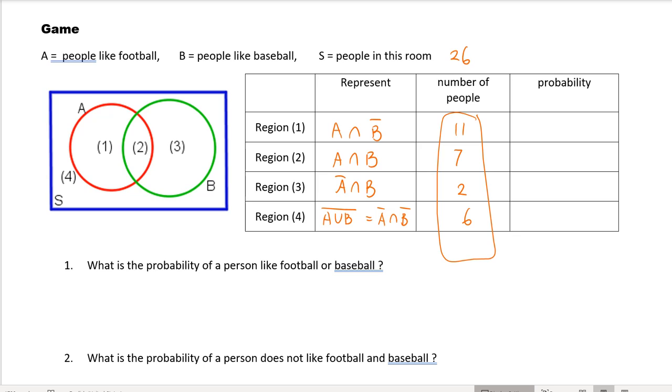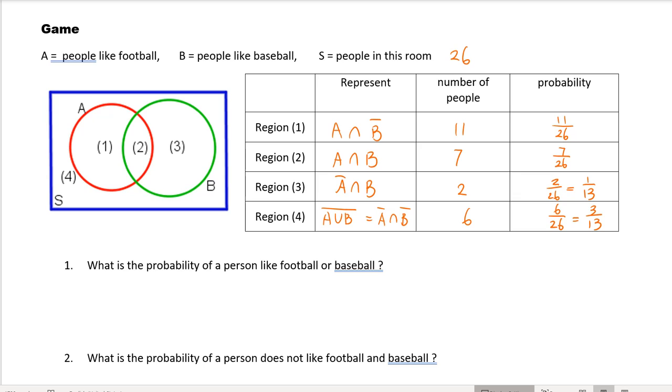Because all those 4 regions are disjoint, they don't overlap, and the entire region can be divided into those 4 subregions. Alright, so what is the probability? Well, because outcomes are equally likely, we can just use the number in that event over the total number. So here we have 11 over 26, 7 over 26, 2 over 26, which is 1 over 13, 6 over 26, which is 3 over 13.